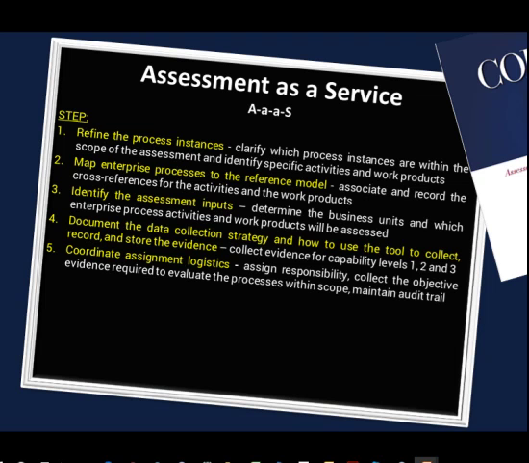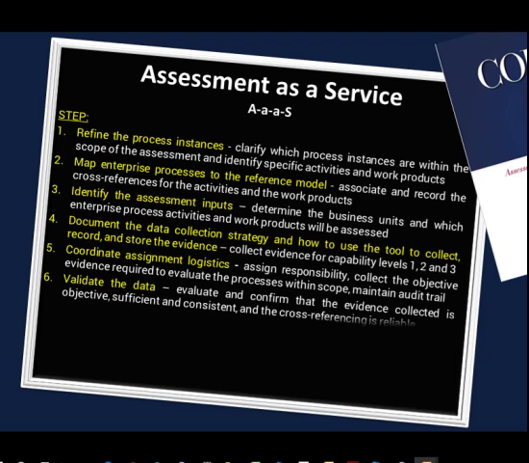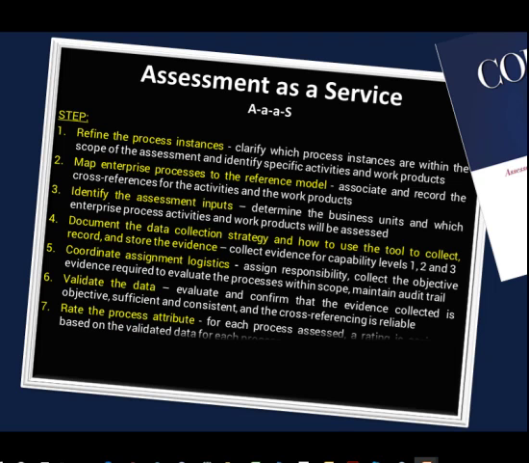Step 5. Coordinate assignment logistics. Assign responsibility. Collect the objective evidence required to evaluate the processes within scope and maintain an audit trail. Step 6. Validate the data. Evaluate and confirm that the evidence collected is objective, sufficient, and consistent, and the cross-referencing is reliable. Step 7. Rate the process attribute. For each process assessed, a rating is assigned based on the validated data for each process.